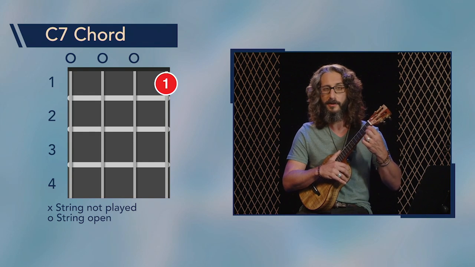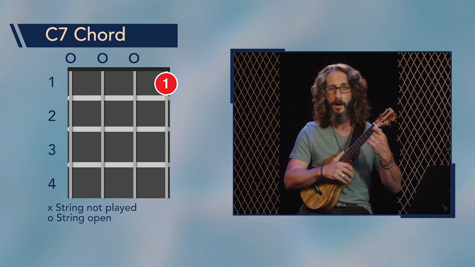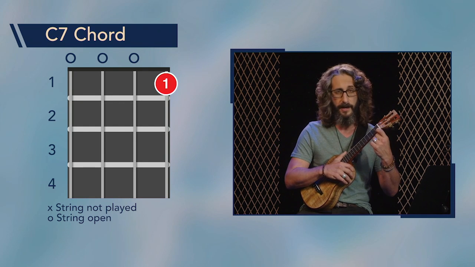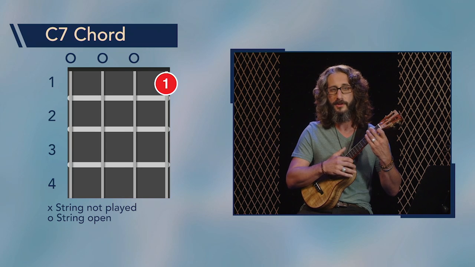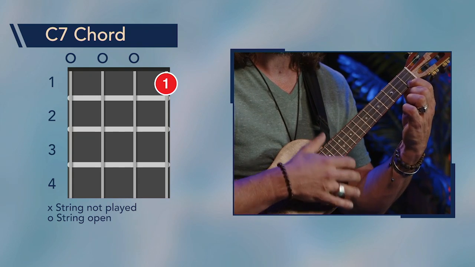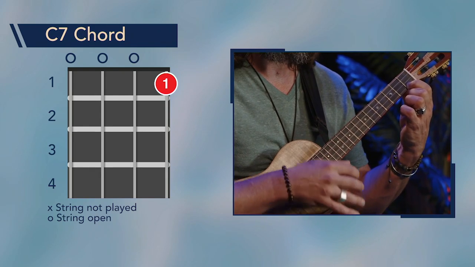The C7 chord was very easy. Index finger, fret 1, string 1, 4 measures, 4 counts each. Play it with me. I know you can do this. 1, 2, 3, 4. 1, 2, 3, 4. 2, 2, 3, 4. 3, 2, 3, 4. 4, 2, 3, 4.